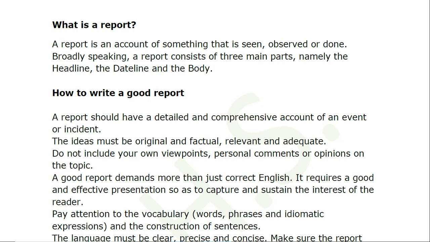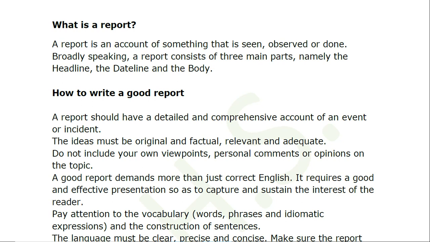Okay, the idea must be original and factual, relevant and adequate. So whatever you're talking about should be facts. It should be original. Why original? Sometimes you have three, four people writing a report. Now, if you're going to copy that person's report, is it original? No. So that's what they mean by original, means you will say things in your own words. Okay, no copy paste. And it should be factual, means it should be the real fact, what actually happened. Relevant means all the important points should be there. Adequate means it should be sufficiently long, not just 3 lines or 4 lines.